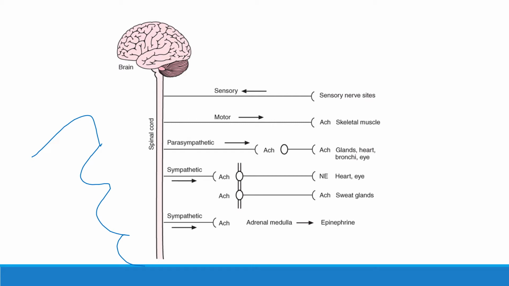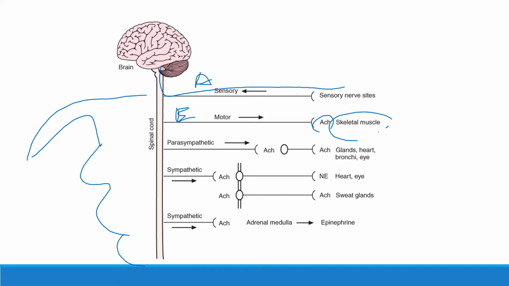So the sensory nerve sites, this is just a good summary picture of what we were talking about before. The sensory signals go towards the spinal cord, which then sends them towards the brain. The sensory are afferent, and the motor signals are efferent. They send the motor neurons away from the brain, and then it uses acetylcholine to affect the skeletal muscle to move your hand away from that hot stove.